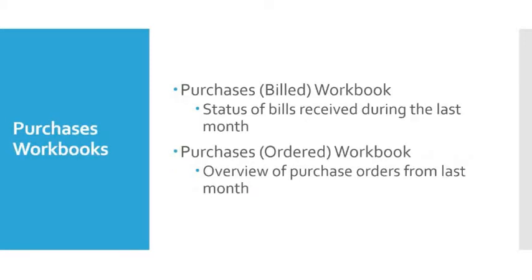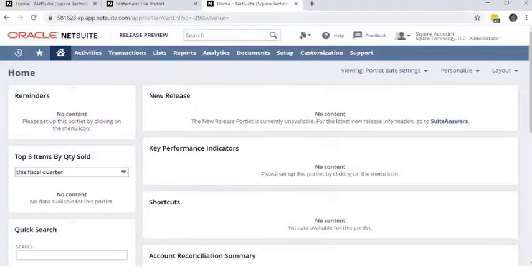NetSuite 19.2 has added several built-in workbooks to the SuiteAnalytics workbook functionality. Two of these pre-built workbooks are the Purchases Build workbook, which shows the status of bills received during the last month, and the Purchases Ordered workbook, which shows an overview of purchase orders from last month. I'll go into NetSuite and show you where you can find these workbooks. First, go to the Analytics tab.